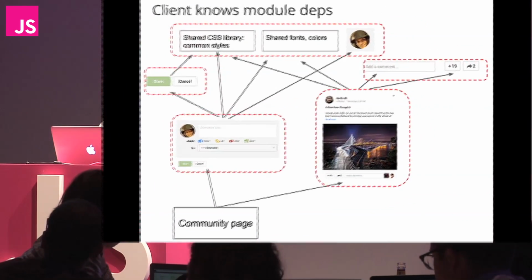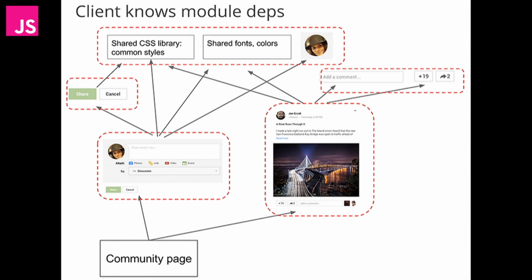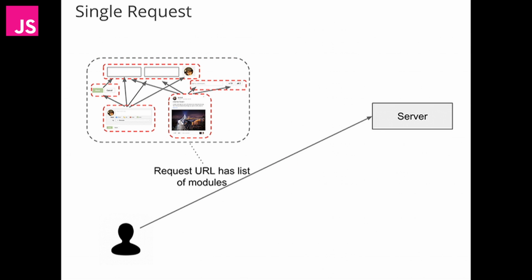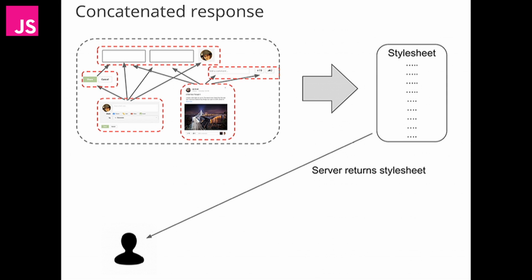So one thing to note here is that the client has the knowledge of the dependency graph. So it can ask for the modules that are needed. So let's say you're on the first page on Google+, let's say the community page, and you make a request to the server. You're essentially constructing a request URL that has the list of modules that you need to show that page. And then on the server, the list of modules gets concatenated down to a single response. And so you're serving a single response.